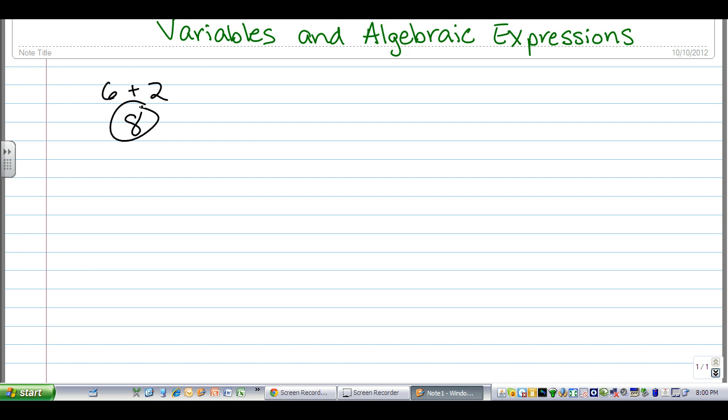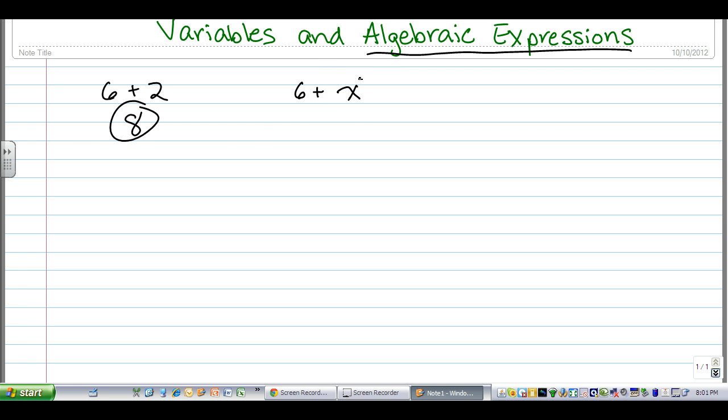Okay? A variable is represented by a letter. The most common letter you've probably seen is X. X can be any number. So if I have 6 plus X, I've just made an algebraic expression. It's called an algebraic expression because it has a variable.